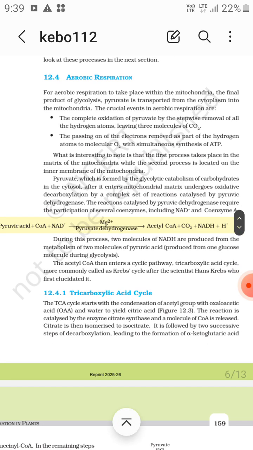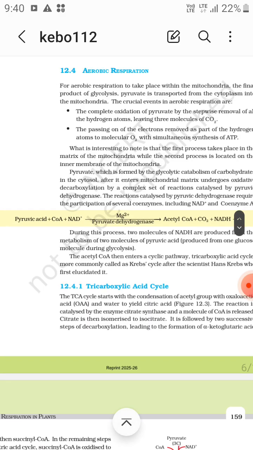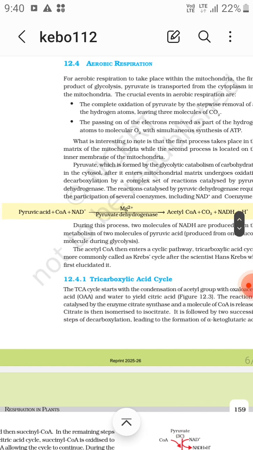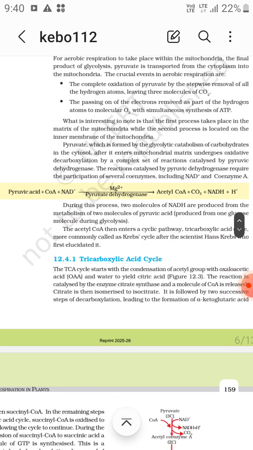Now the reactions catalyzed by pyruvic dehydrogenase require the participation of several coenzymes including NAD+ and coenzyme A. So pyruvic acid plus coenzyme A plus NAD+, in the presence of magnesium and pyruvic dehydrogenase, gives acetyl coenzyme A plus CO2 plus NADH plus H+.